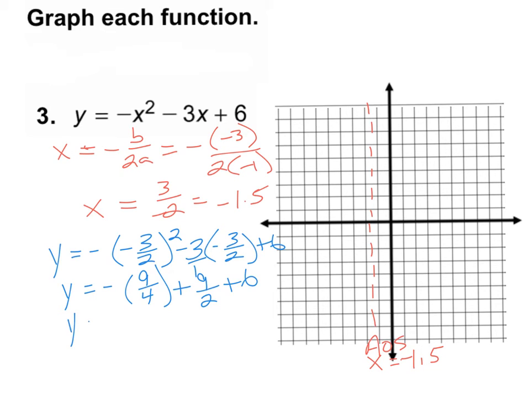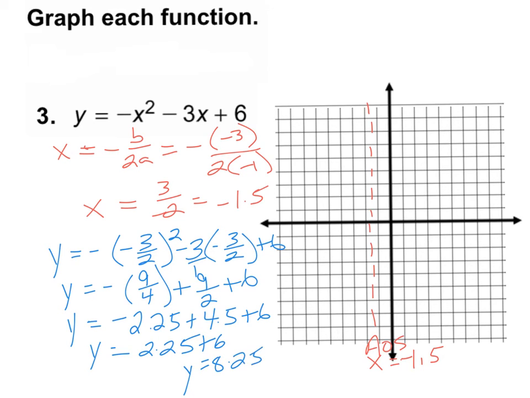So we get y equals negative, and I'm going to convert these all to decimals now just because I think it's easier. So this would be 2.25 plus 4.5 plus 6. So negative 2.25 plus 4.5 would be positive 2.25, plus 6. So y equals 8.25.